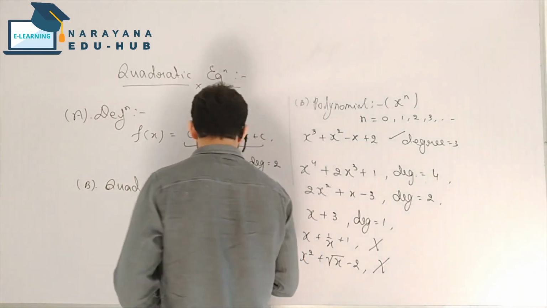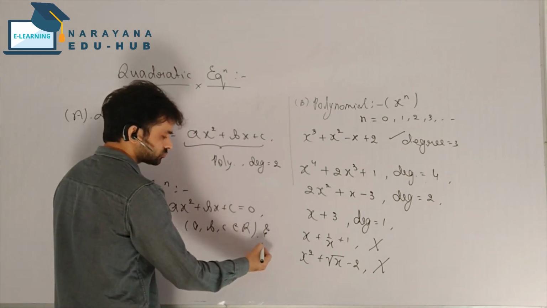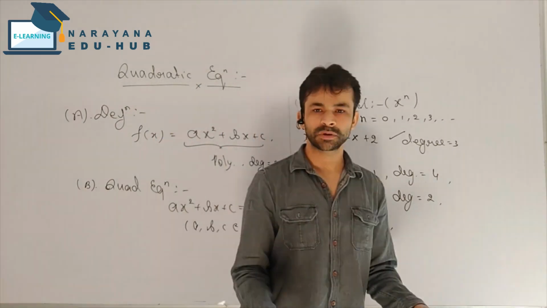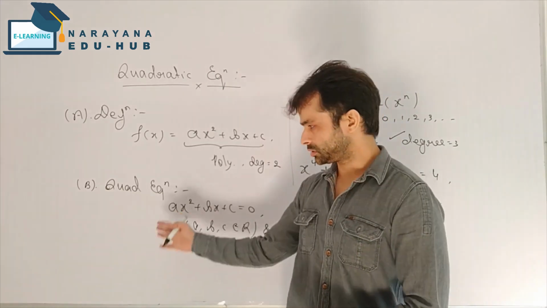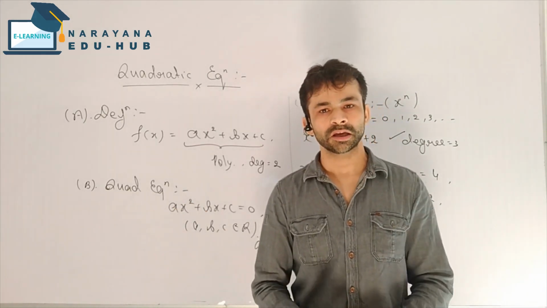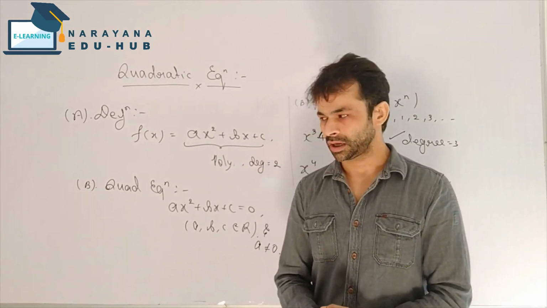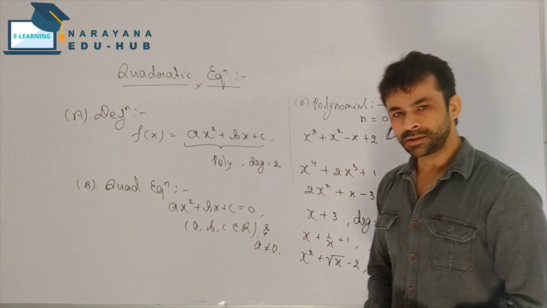So a, b, c are real numbers, and obviously a is not equal to 0. a cannot be 0, obviously. That is quite obvious, because if a is 0, there won't be x square. If x square is not there, then it won't be quadratic anymore. So I think this is clear.